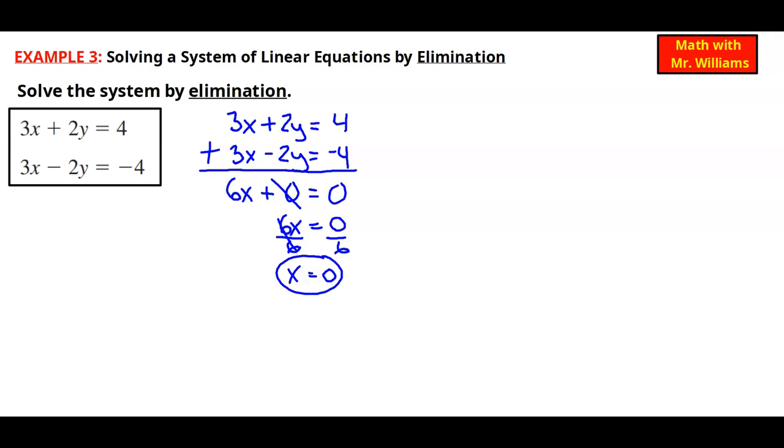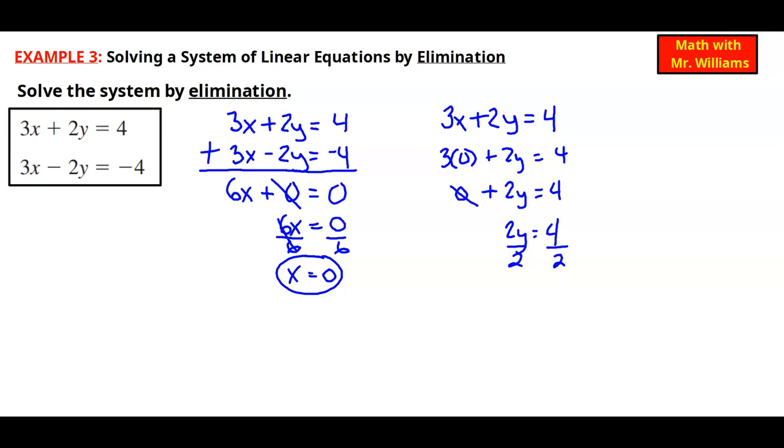Now we substitute that back in one of the other equations. We're going to start off with the first one. Substituting that 0 in for the x. 3 times 0 will give me 0. So we have 2y equals 4. Divide by 2 on both sides. y equals 2. So the solution for this system of equations is (0, 2).